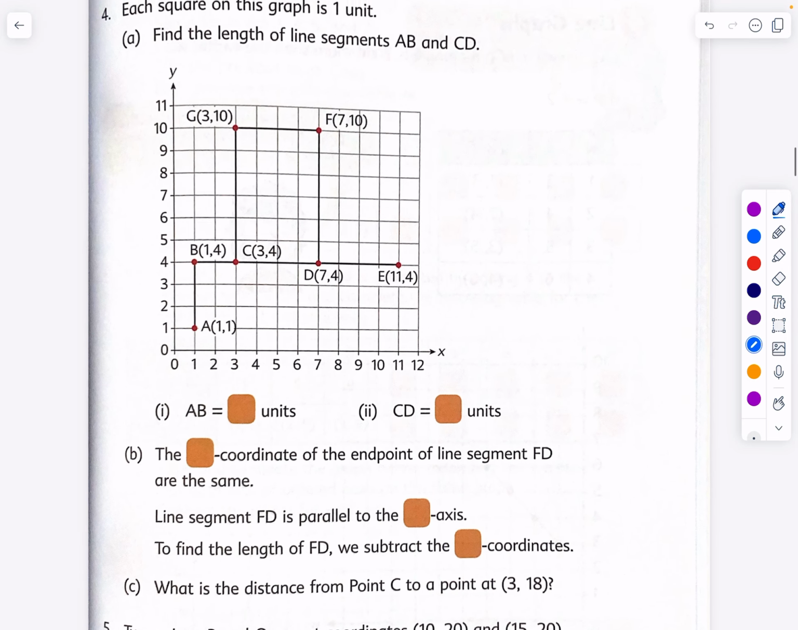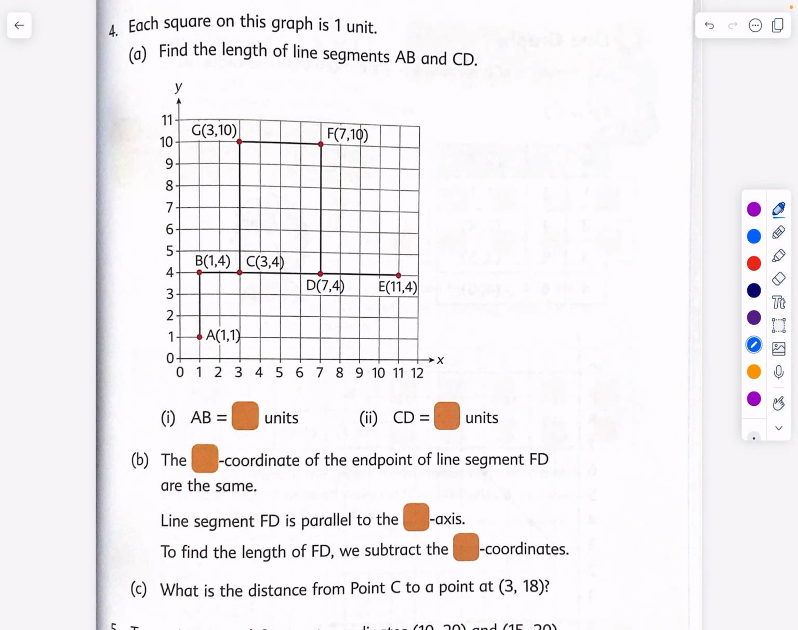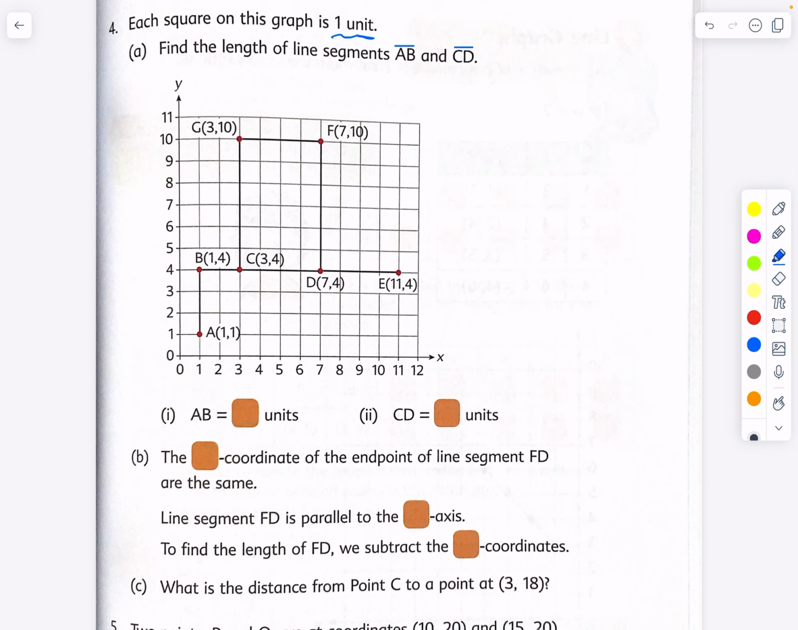Now, we have a graph. We have more going on in this graph. Each square is 1 unit. Okay, no problem. Find the length of segments AB and CD. So first, let's start with AB. Here is AB. I'm going to take a highlighter because it's much easier. Here is segment AB, and here is segment CD. So let's find their lengths. Well, it's not so difficult to identify that line segment AB is 3 units tall, and line segment CD is 4 units, right?